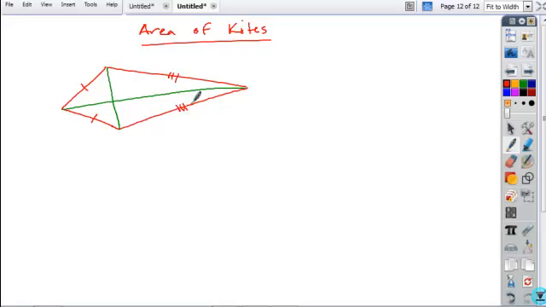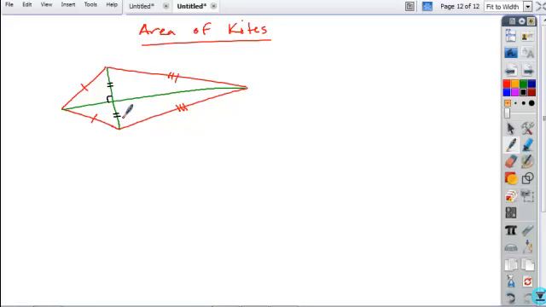All right, when you look at this kite, we have a couple properties that you need to be aware of involving a kite. The diagonals are going to intersect one another at right angles. And again, the diagonal that connects the intersections of the equal sides is going to bisect the other diagonal. So these two lengths will be the same.